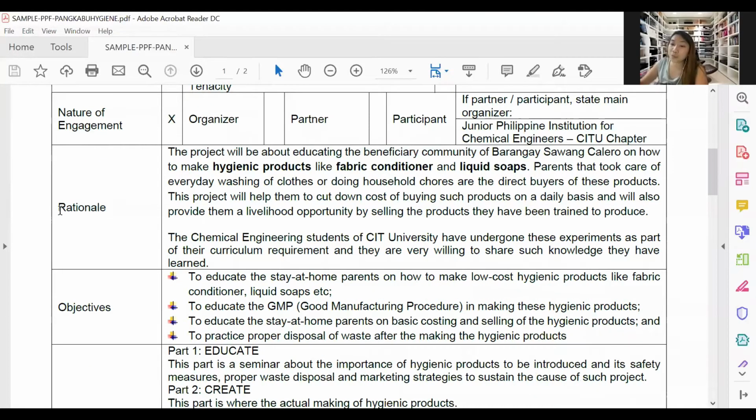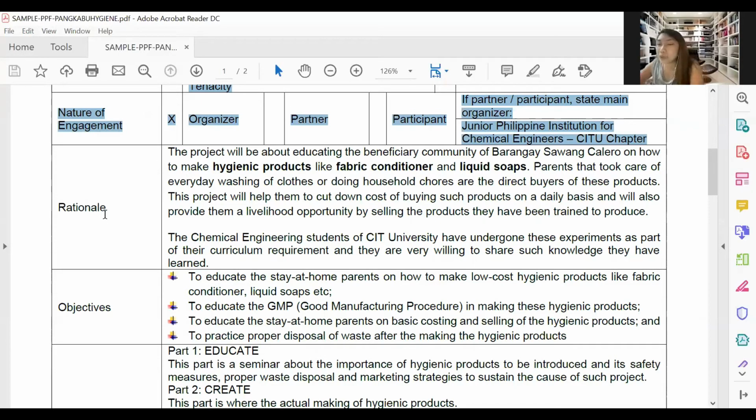Then after that, you put the rationale. Now, what is a rationale? Rationale actually answers a simple question, which is why. Why are you conducting the activity? Why is it that you need to do Project Pangkabuhay Gene? Give it a brief description only so that the readers of your project proposal can understand right away what you want to do.